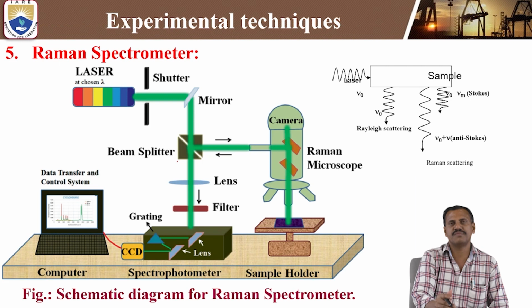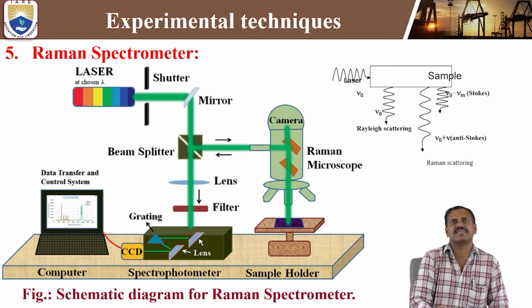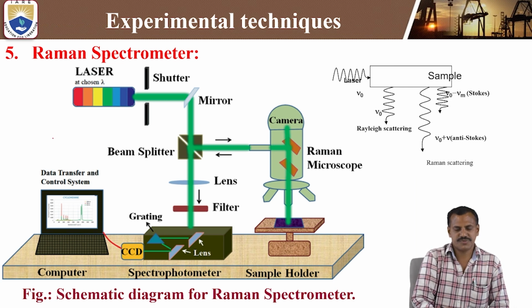The beam splitter splits the beam in two directions. One direction goes to the Raman microscope, and the other direction goes to the lens. So these are the parts of the Raman spectrometer. From the laser source, it emits the laser beam. It comes to the shutter, then to the mirror. From the mirror, it comes to the beam splitter. It splits the beam to the Raman microscope, and some of the beam goes to the lens and filter.